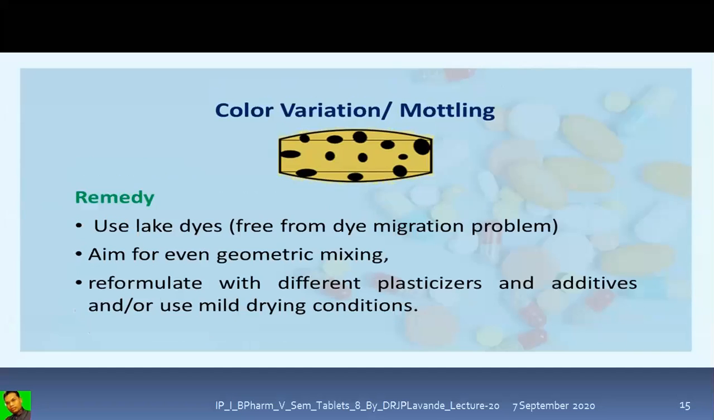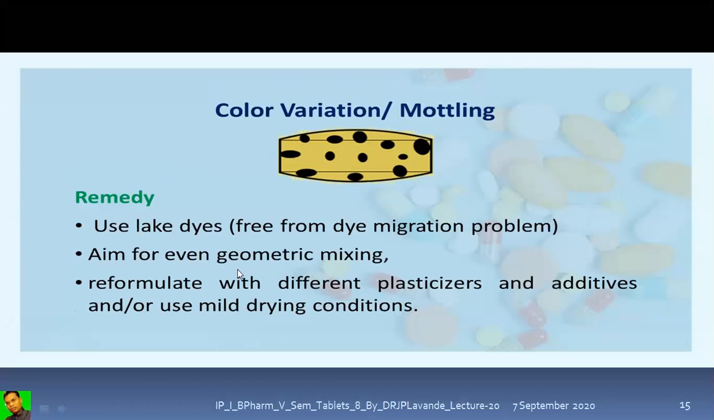Now, in order to avoid mottling, what will be the remedy? The remedy will be to use lake dyes, right? These will be free from the dye migration problem, so they will not allow the mottling effect to occur. Now, the aim should be even geometric mixing.